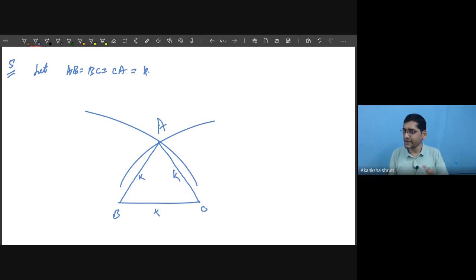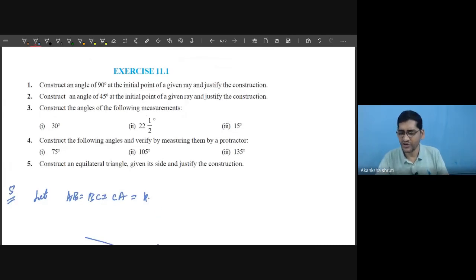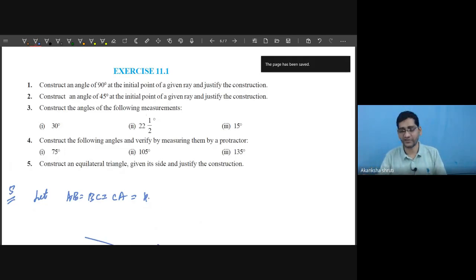So same as earlier, but not the different length. Whatever the length BC you are taking, you may take this as 5 centimeter for convenience. Then the radius for the arc AB we are drawing is also 5 centimeter. The AC radius for the other arc is also 5 centimeter. You observe where these two arcs are cutting. That will give you the point A. Okay, so it's so simple. You will do it in your notebook. So exercise 11.1 we have finished.